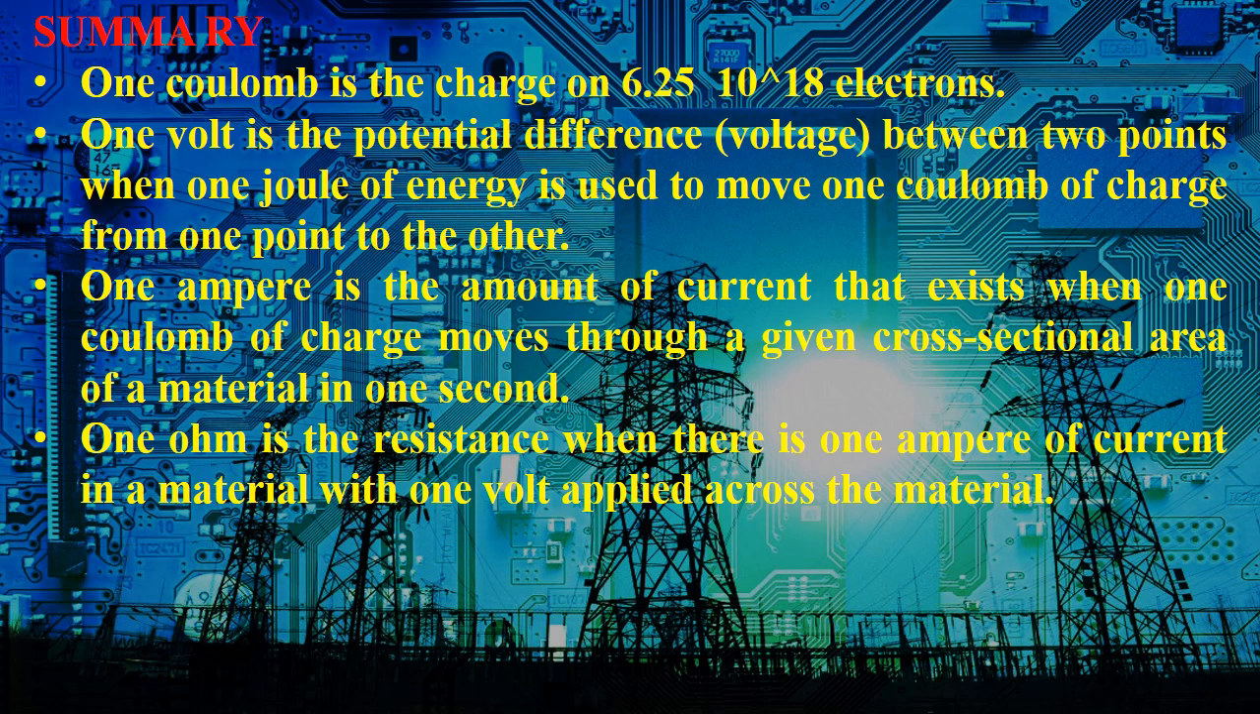One coulomb is the charge of 6.25 times 10 raised to 18 electrons. 1 volt is the potential difference between 2 points when 1 joule of energy is used to move one coulomb of charge from one point to another. 1 ampere is the amount of current that exists when one coulomb of charge moves through a given cross-sectional area of a material in 1 second.